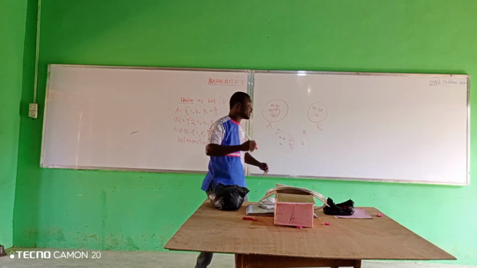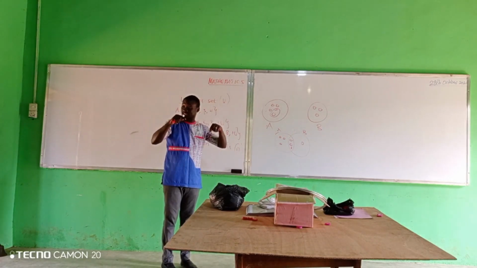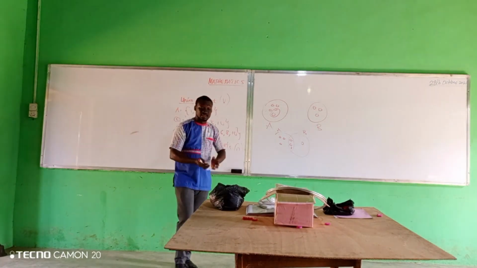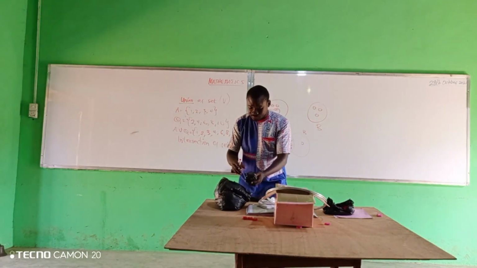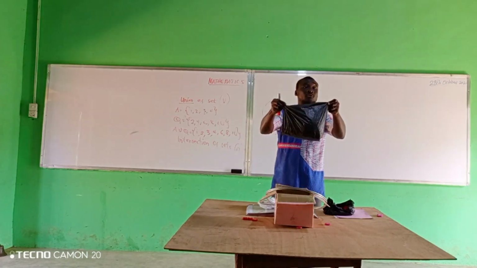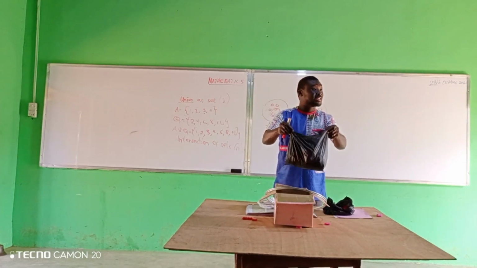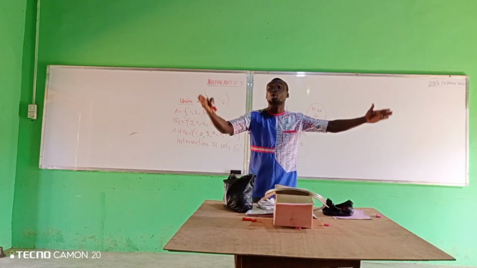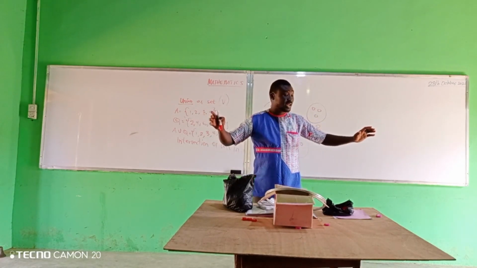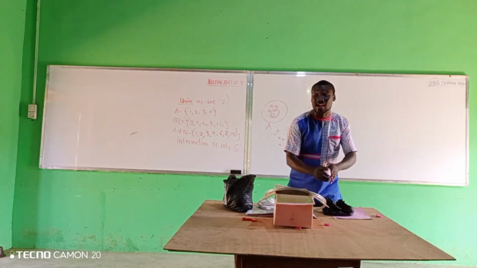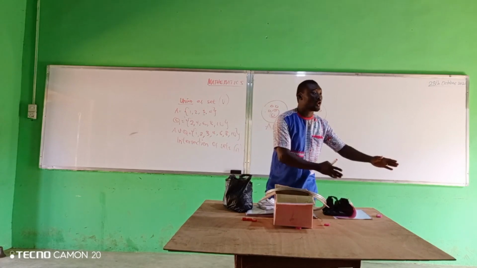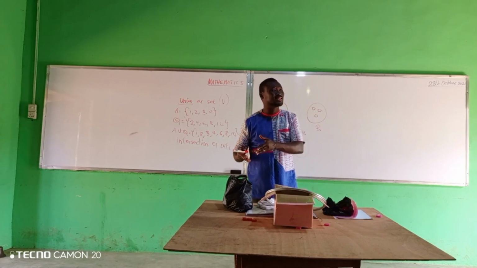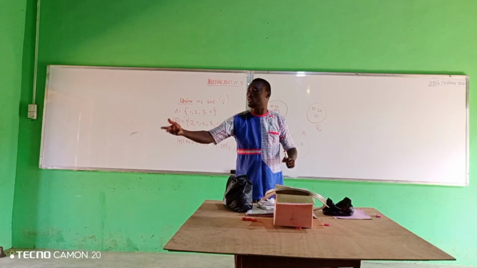But Joel, listen. A set can be used to describe a group of items, a group of objects. That's why I said we have a set of what? A set of bottle tops, a set of Form 3 students, a set of books, a set of pens, a set of what? Pencils.